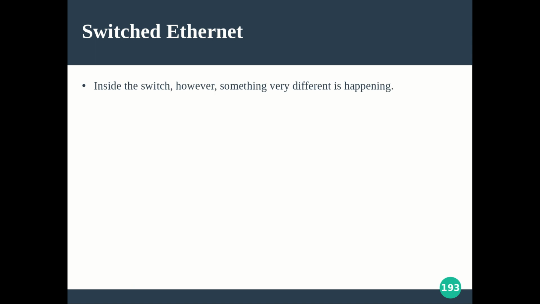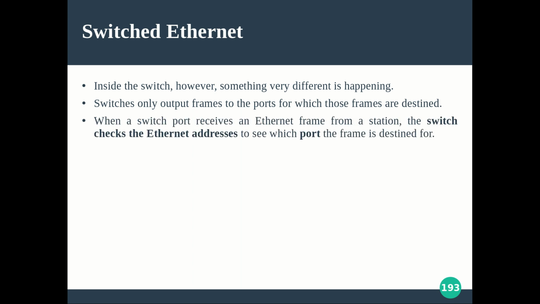Switched Ethernet. Inside the switch, however, something very different is happening, like what we already saw. The switch only outputs frames to the ports for which those frames are destined. The correct port identification is happening, like what I showed you already from A to B. Inside, the switching will happen properly and correctly. It will be delivered to the outgoing port in such a way that it can be handed over to B.